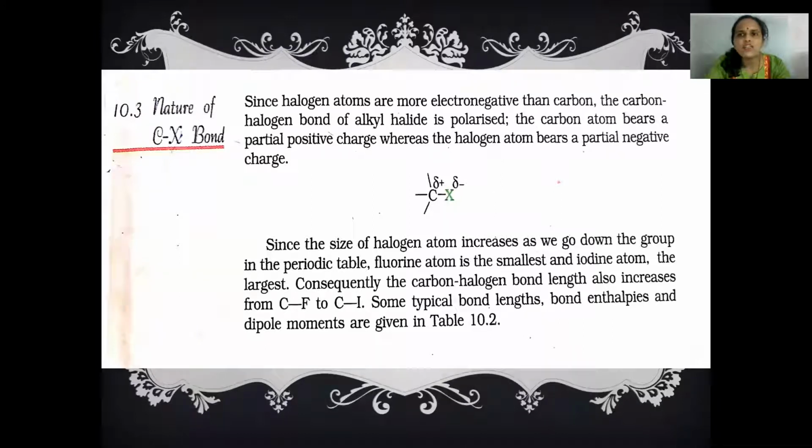Now, we know that as we move down the group in the periodic table, from fluorine to iodine, the size of halogens increases. That means fluorine has the smallest size and iodine has the largest size. As a result, the carbon-halogen bond length also increases from C-F to C-I respectively. I'll show you in this table.